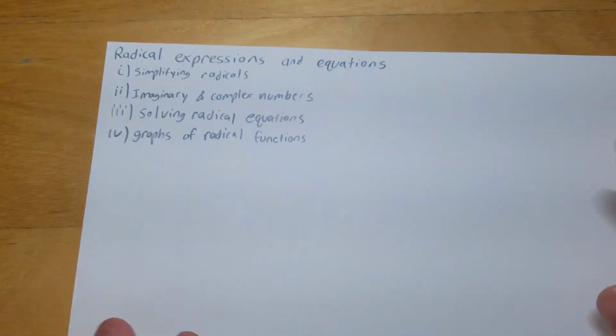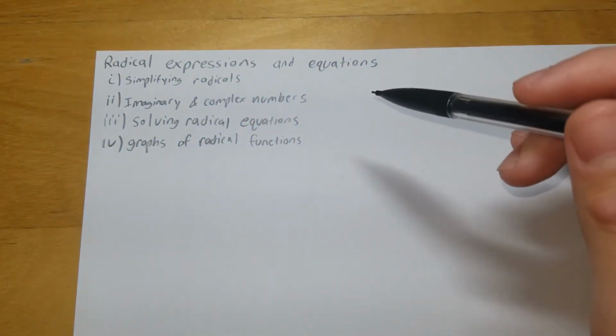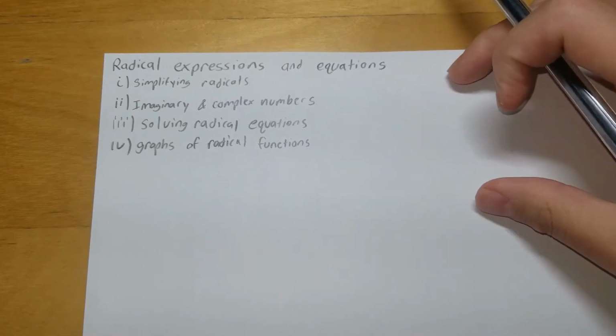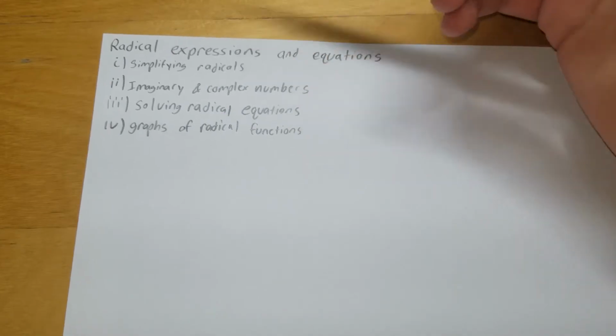Hello everyone, welcome back to Algebra 2 Lesson 4. Today we'll be learning radical expressions and equations, and we'll be learning how to simplify radicals. We'll be learning about imaginary and complex numbers, solving radical equations, and the graphs of radical functions. So let's get started.